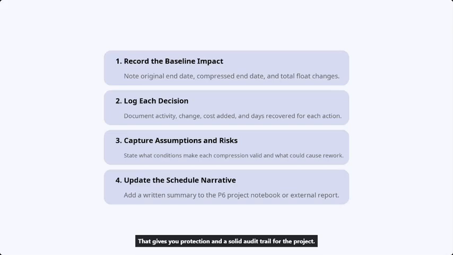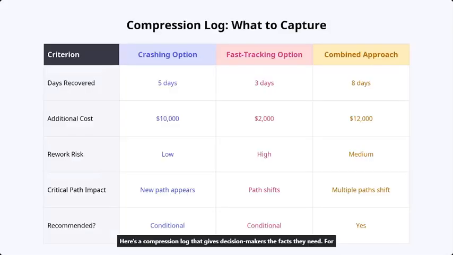Here's a compression log that gives decision makers the facts they need. For each option, list days recovered, additional cost, rework risk (low, medium, or high), and whether a new critical path shows up. The last row flags your recommendation. This format works whether you're pitching to a project controls team or a client who needs to approve extra budget.